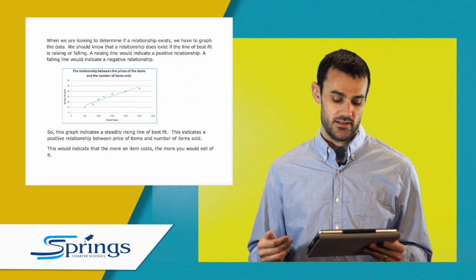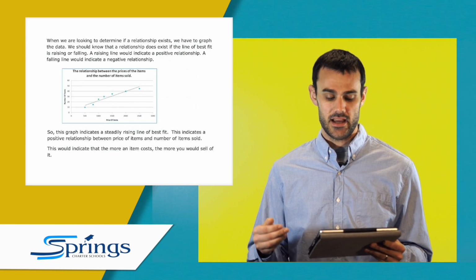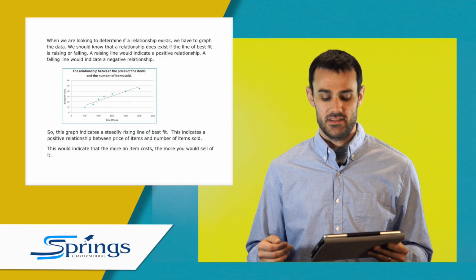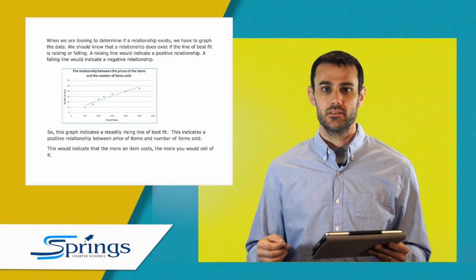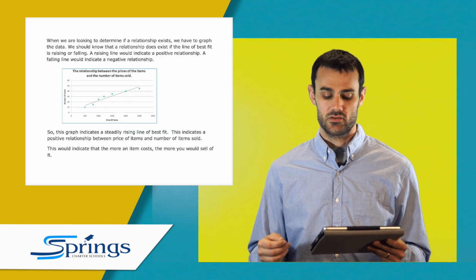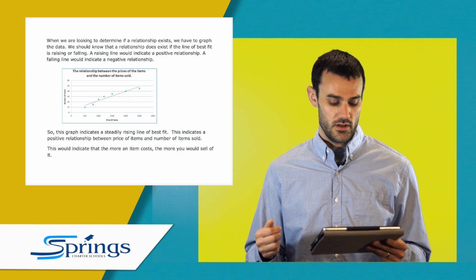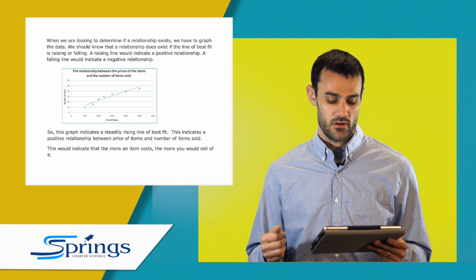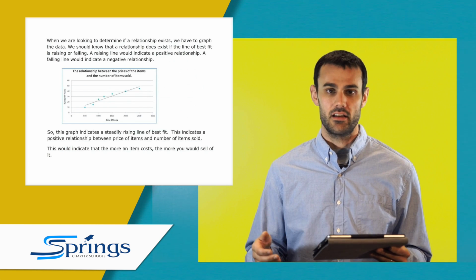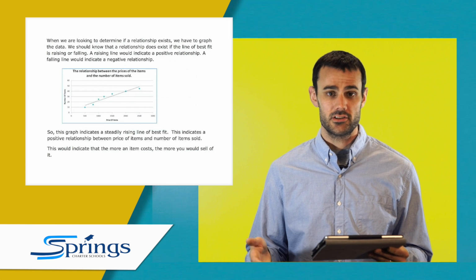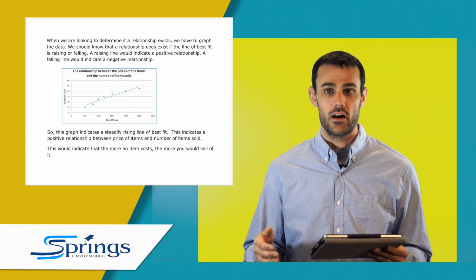So here we can see that this graph indicates a steadily rising line. And we would say that this indicates there's a positive relationship between the price of items sold and the number of them sold. This would indicate that the more the item costs, the more you would sell it. So this business is flourishing and doing well for itself on a daily basis.